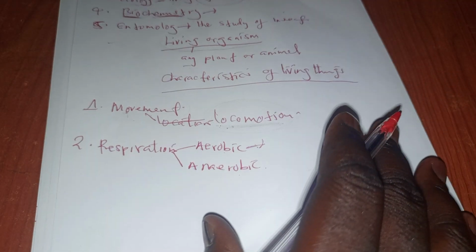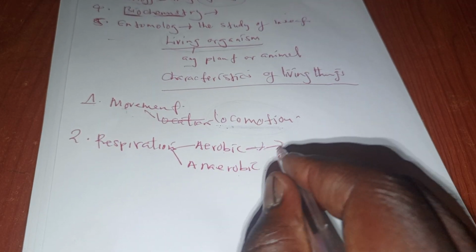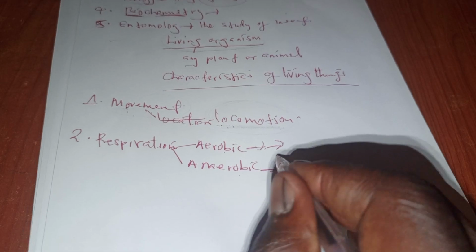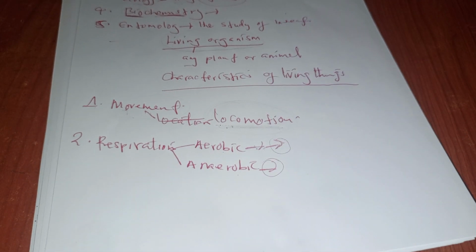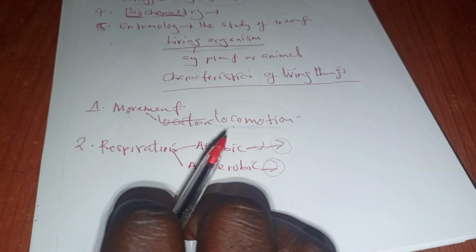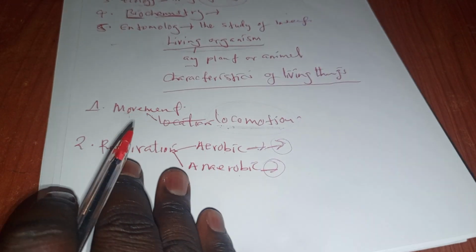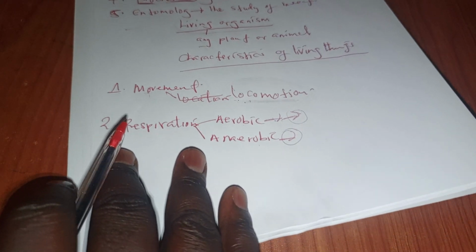Apart from that, we need to know that aerobic respiration produces a huge amount of energy compared to anaerobic respiration. So this one will have a huge amount of energy, this one will have less. All living organisms, whether plants or animals, undergo respiration.